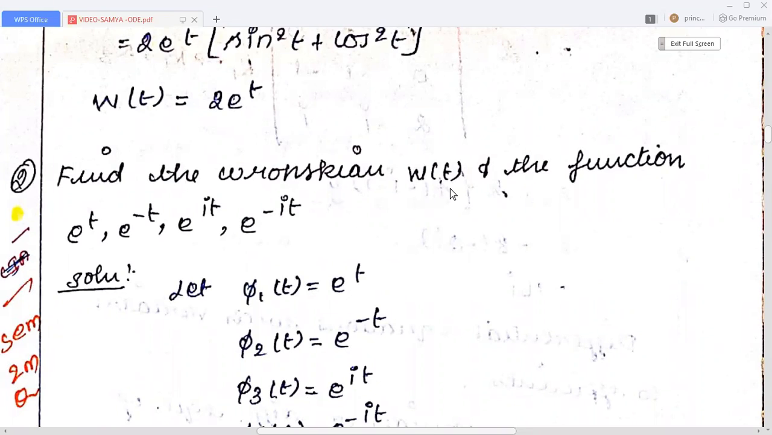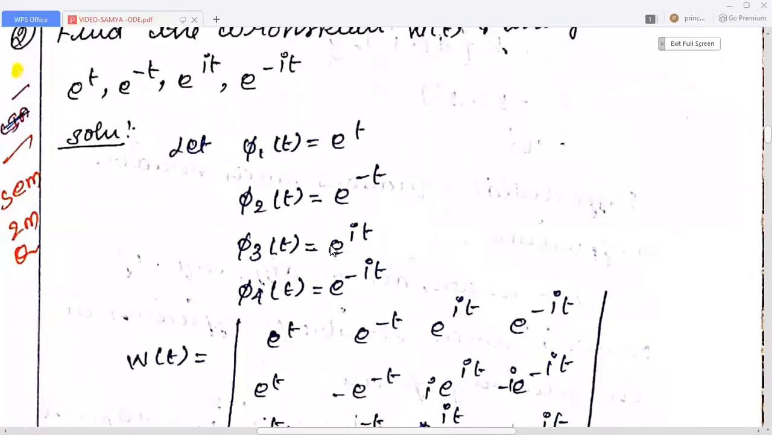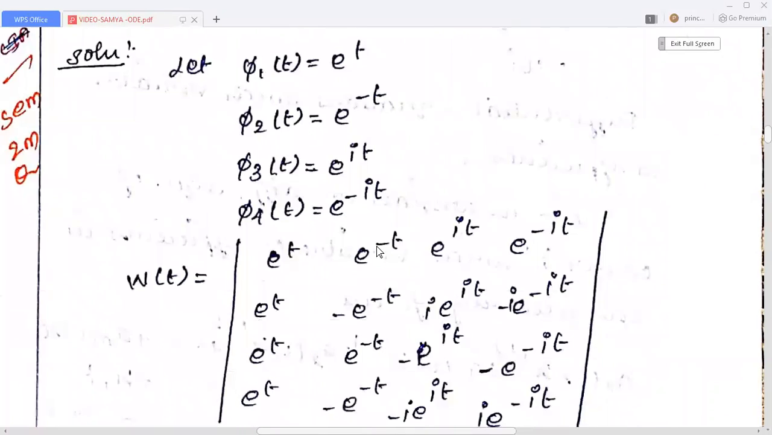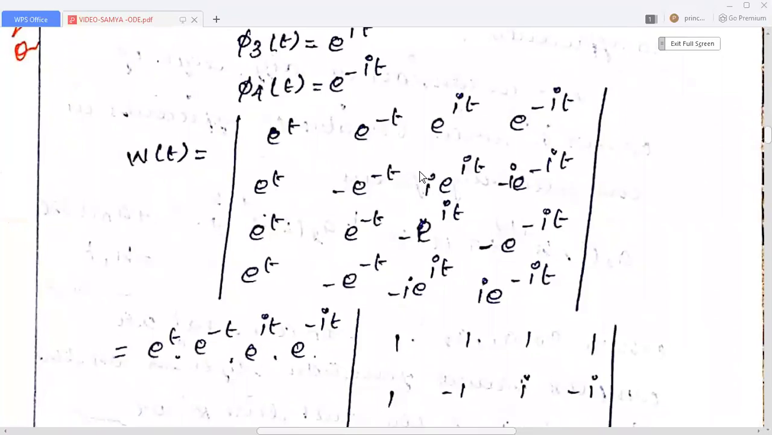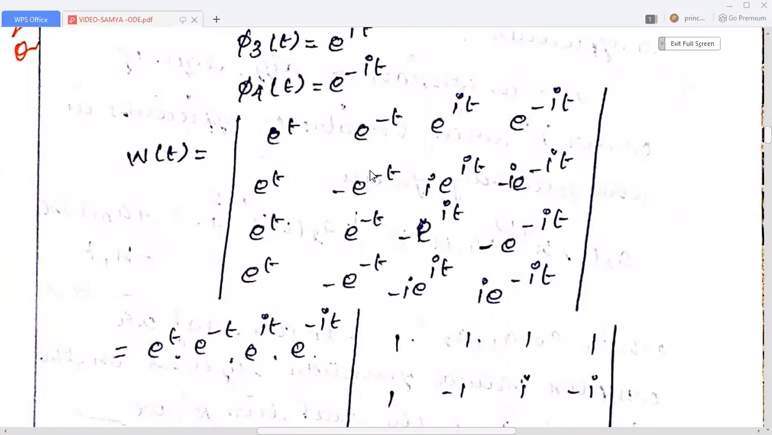Find the Lagrangian W(t) of the functions e^t, e^(-t), e^(it), e^(-it). Now we write the solution. We take all these functions as φ1, φ2, φ3, φ4. Now we calculate the Lagrangian, that is W(t) equal to the determinant. In the first row, we write all these functions. In the second row, we calculate the first derivative. In the third row, the second derivative. In the fourth row, the third derivative. So all derivatives are calculated in this determinant.